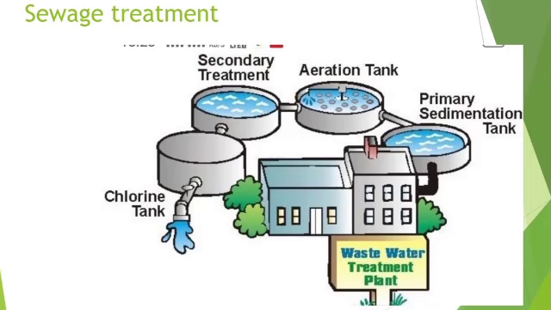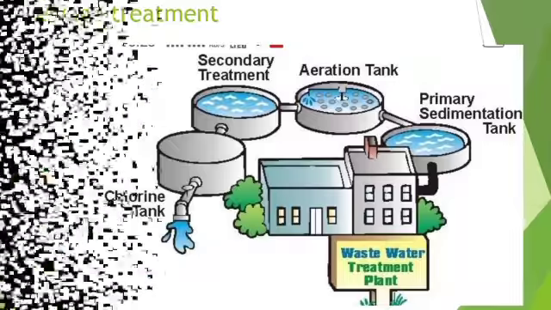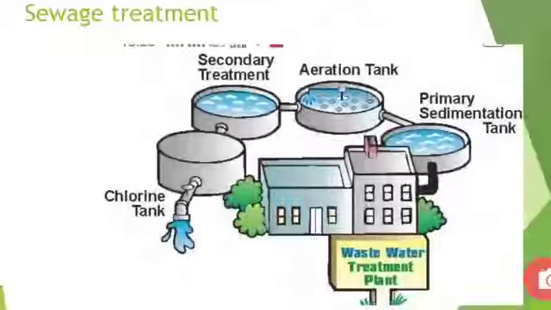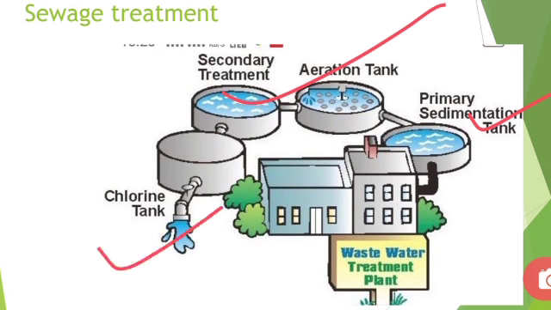What is sewage treatment? Sewage, solid waste and other impurities in the sewage are removed and treated by different methods to obtain purified potable water in sewage treatment plants. So there are different stages. We can see there is the primary stage, secondary treatment, and the last one is tertiary treatment.